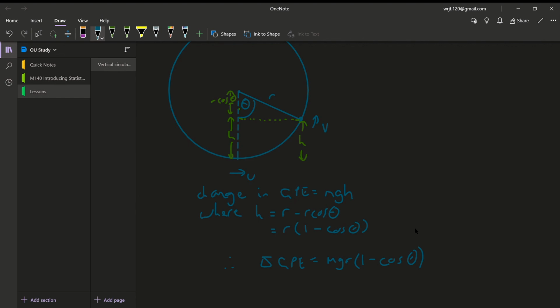So there we are. There's an expression, a way of finding out changes in gravitational potential energy and changes in height when the object is not positioned at either the top or bottom of the circle. mgr brackets 1 minus cos theta.